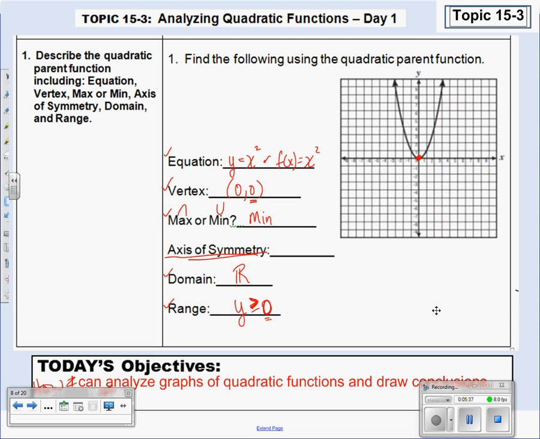I want you to get a different colored pencil or highlighter, and you're going to start off highlighting the origin. Then you're going to draw a vertical line through that point. Let me rephrase that. You're going to highlight the vertex. Use the right vocabulary. We're highlighting the vertex of the parabola and drawing a vertical line through that vertex. So that represents your axis of symmetry. It is a vertical line through the vertex.